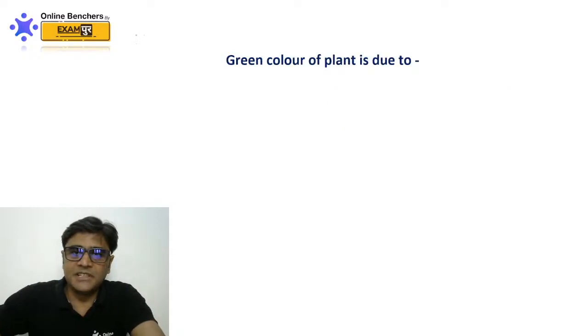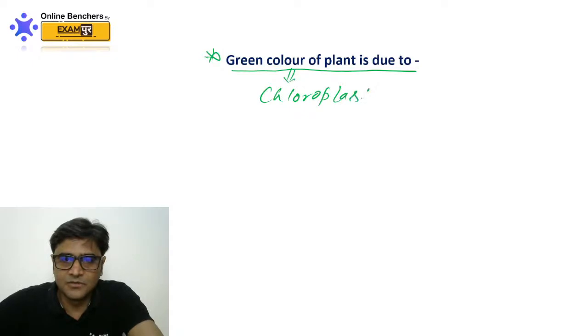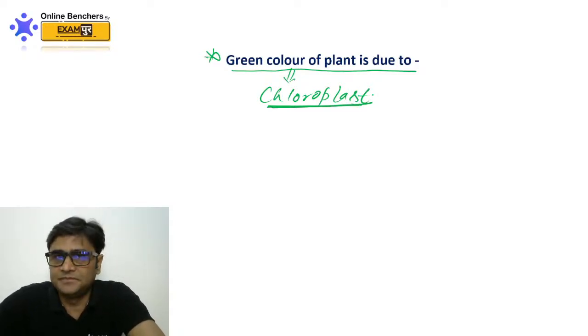Now, the next question is: green color of plant is due to, tell me. Suppose the question is, green color of plant is due to, your answer should be chloroplast. This is a very important question. But without pigment, color is not possible. Chloroplast is green. It means that it contains a pigment. Without pigment, color is not possible in the living world.